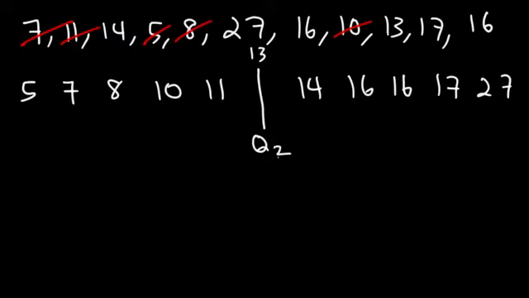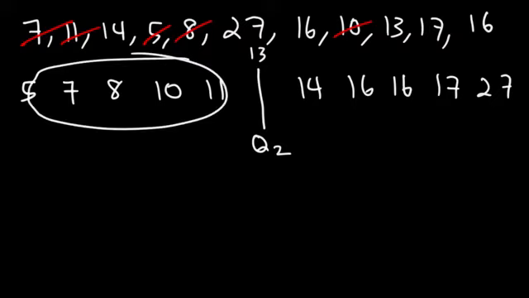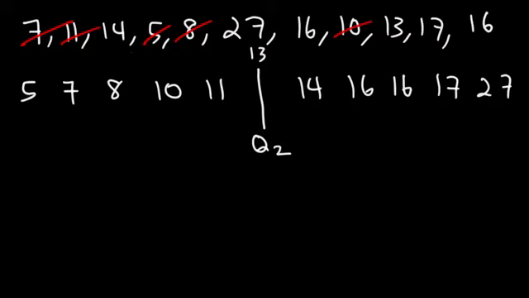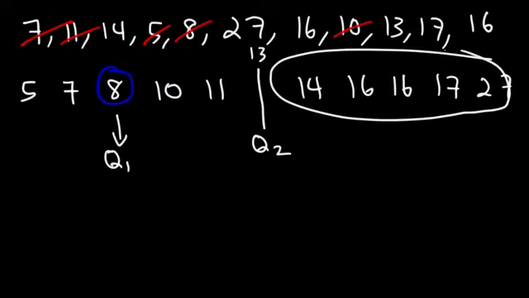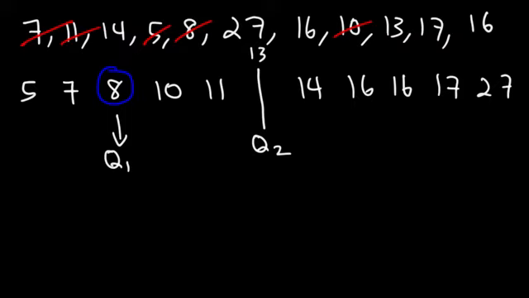Now, Q1 is the median of the lower half of the data set. So what is the median of those 5 numbers? The median is simply going to be the middle number of those 5 numbers. So Q1 is 8. Now what is the median of the upper half of the data set? Notice that the middle number is 16. So that is Q3.